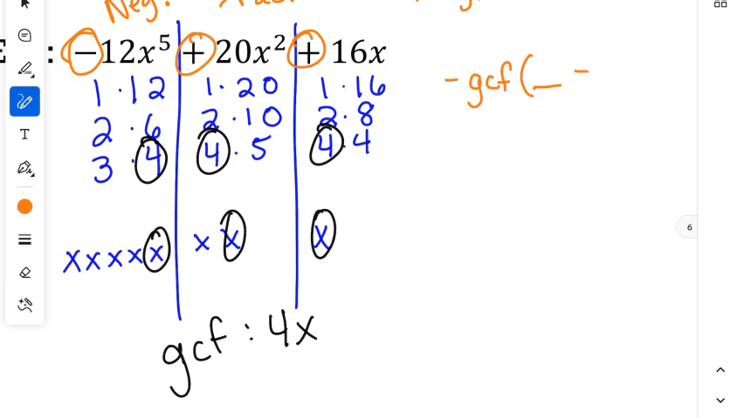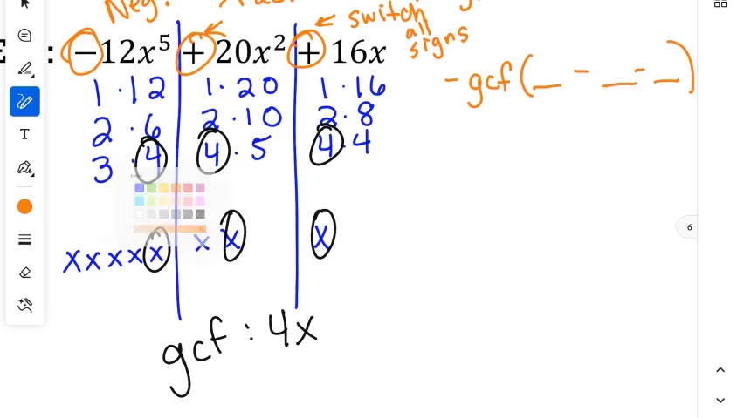So it's going to be negative GCF. And then blank minus, because I'm switching. I'm going to switch these. Well, I'm switching all of them. And then minus blank, like that. You just switch all the signs. Flip them. Switch all signs. Whenever you factor out a negative, it switches all the signs across the board.